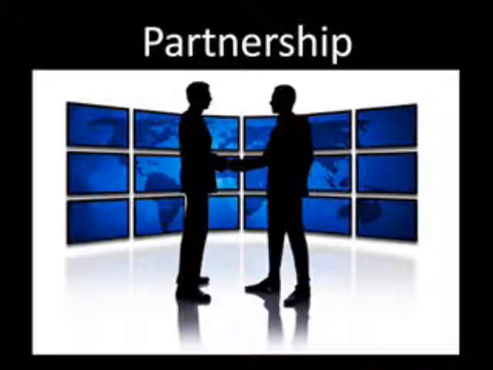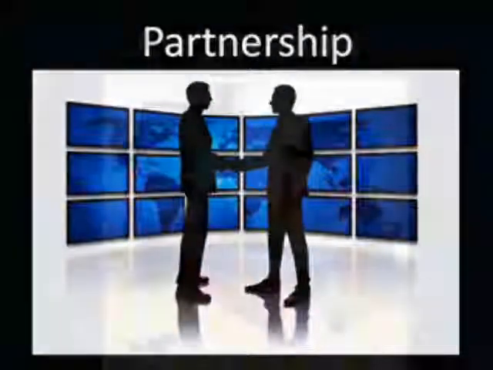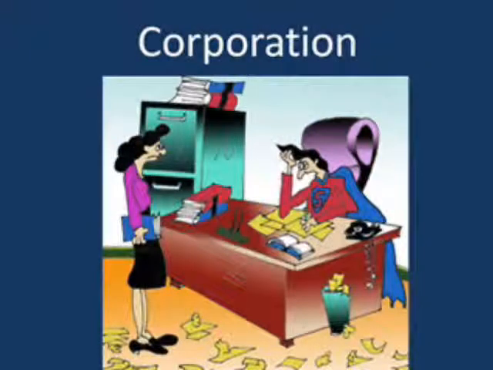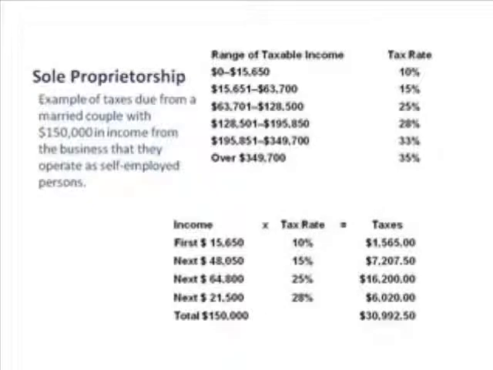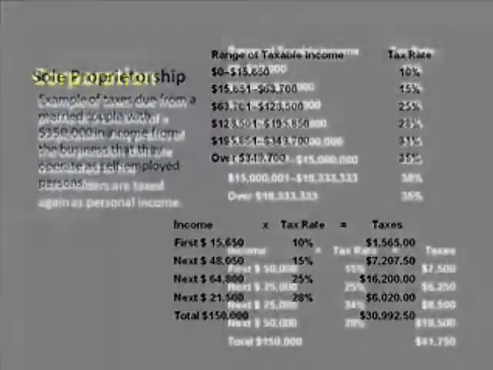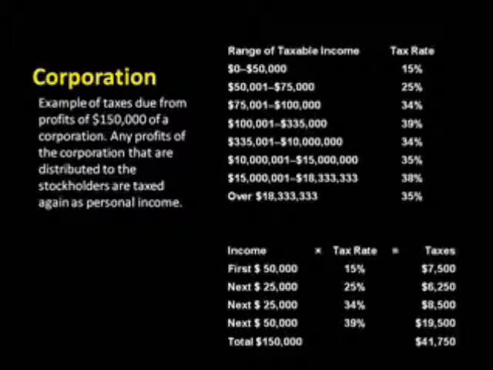With partnerships, allocated shares of income from their business are taxed as personal income for each of the partners. With a corporation, as a separate legal entity, it reports its income and pays any taxes related to these profits. The following two slides provide examples of how a sole proprietorship is taxed versus a corporation. In the first example, the sole proprietor is a married couple with an income of $150,000 versus a corporation that is taxed on $150,000 in profit.